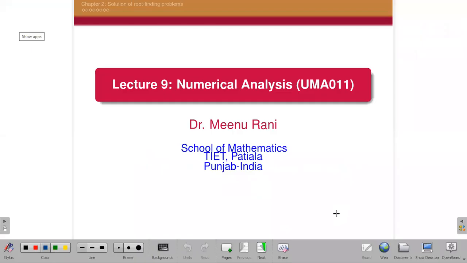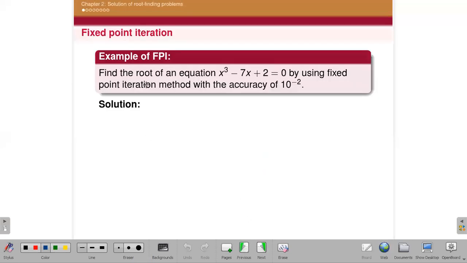So in the previous lecture, we discussed fixed point iteration only, and we did one example also. Have you tried this example? Yes, have you tried to find the root of this equation by using fixed point iteration with this accuracy? So let us do this question and you will know the full procedure of the fixed point iteration. So let us do it.